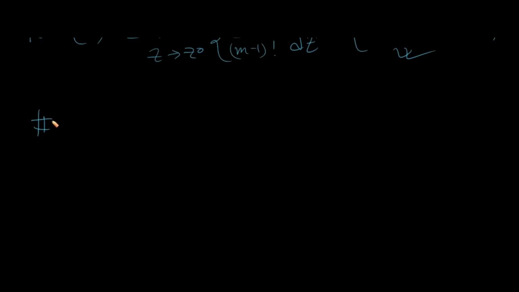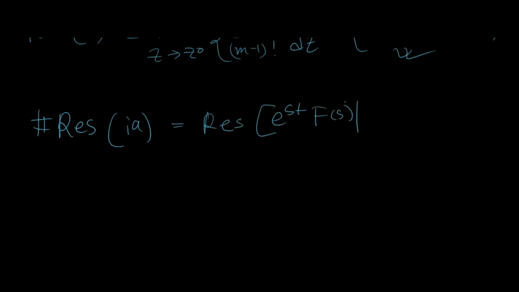So the first thing we're going to do is calculate the residue for the point ia. And this is fairly easy. It's just a simple order pole. So all we need to do is calculate the residue of this e to the power st f of s thing at s equal to ia, right? f of s was 1 upon s square plus a square, that means s plus ia and s minus ia.